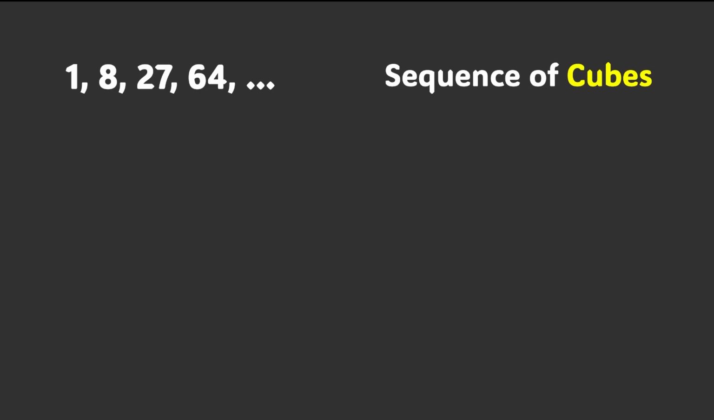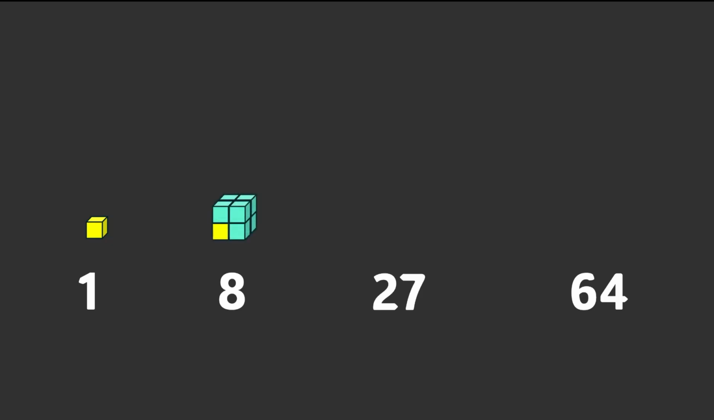But why are they called cubes? It is because to represent this pattern pictorially, we need to go beyond points and instead represent the first number of this sequence with one small cube. Once we do this, we will notice that if we try to add more smaller cubes to make a bigger cube, we need to add these many cubes. This means the next cube number is 8.